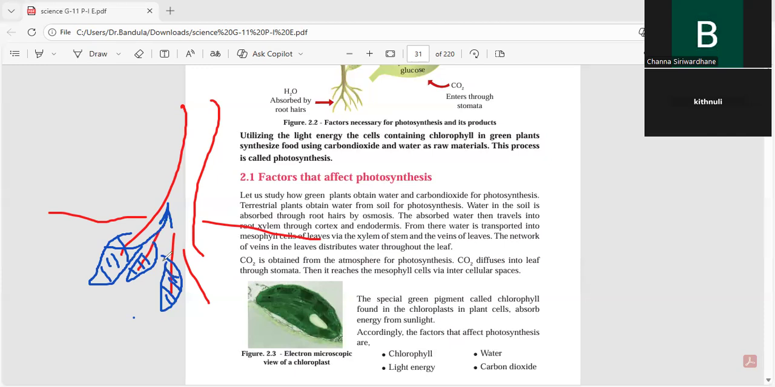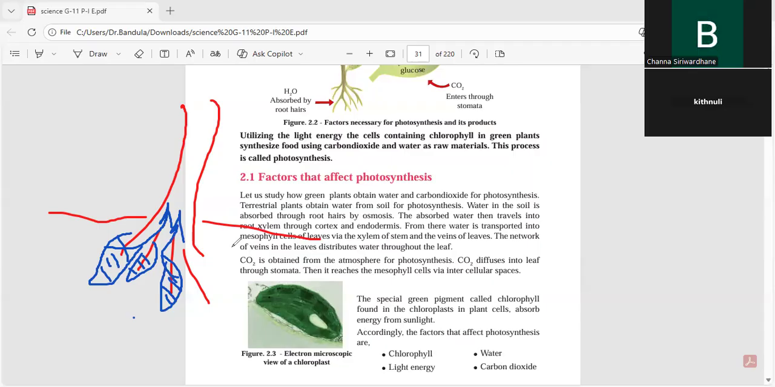So it goes from soil to the plant, right? Actually, it is to the root hairs. I magnified this for the understanding. It goes to the root hairs, right? Clear though?